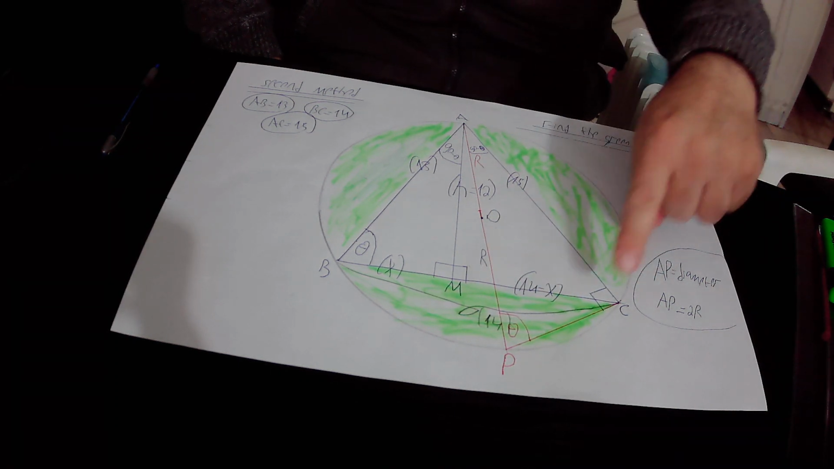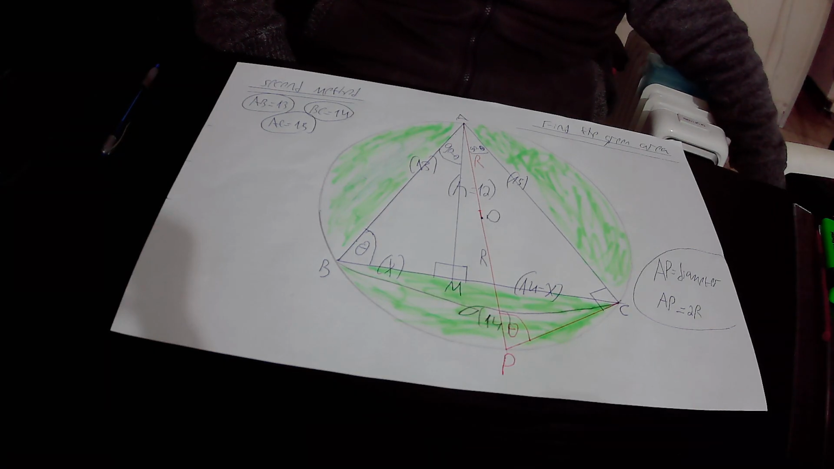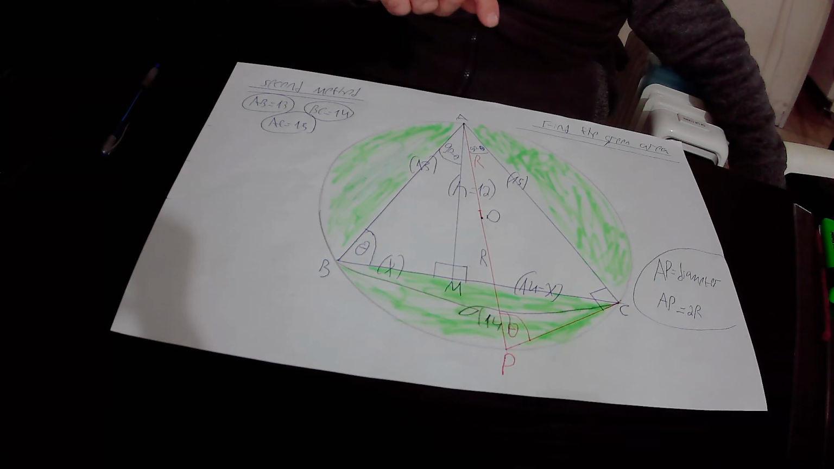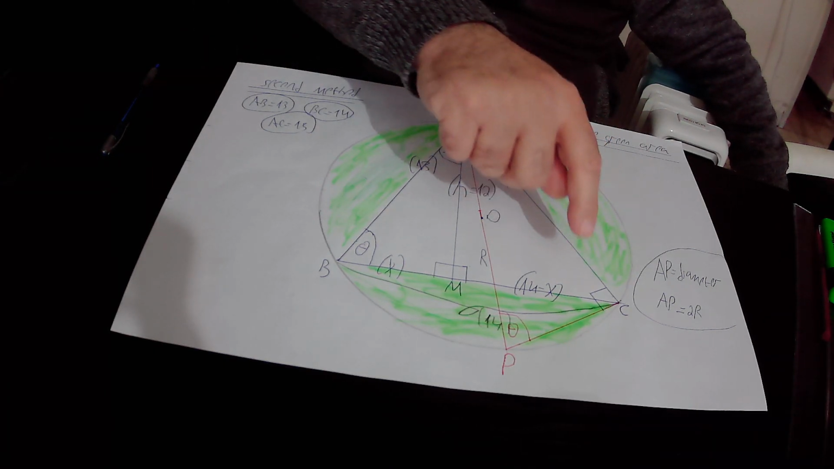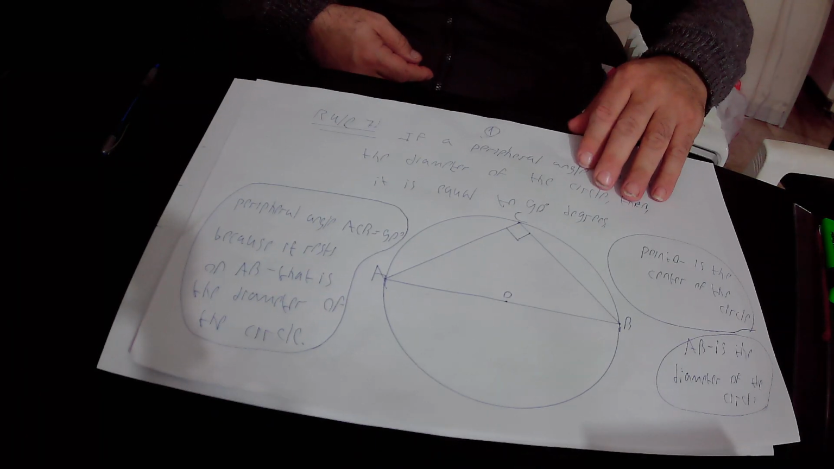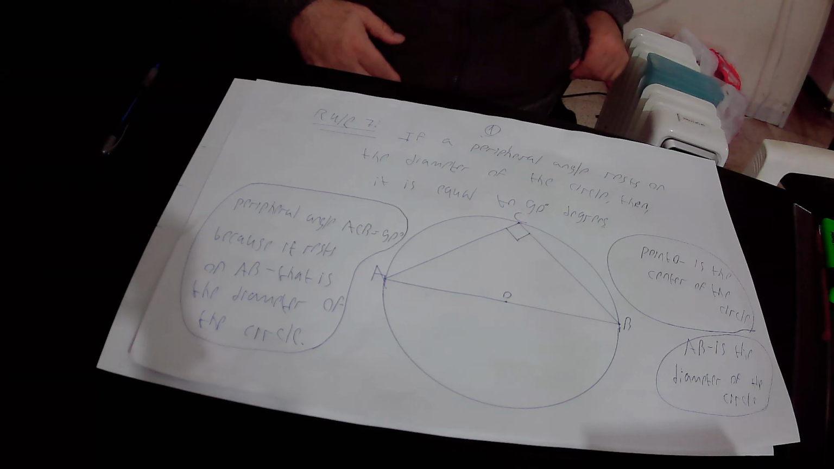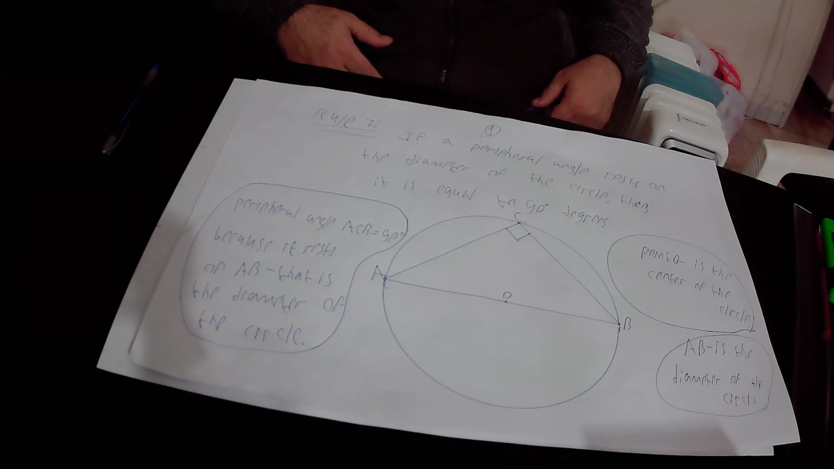This peripheral angle ACP rests on AP, that is the diameter of the circle. And you know that any peripheral angle that rests on the diameter of the circle must be equal to 90 degrees according to rule number 7. I repeat, rule number 7. If a peripheral angle rests on the diameter of the circle, then it must be equal to 90 degrees.